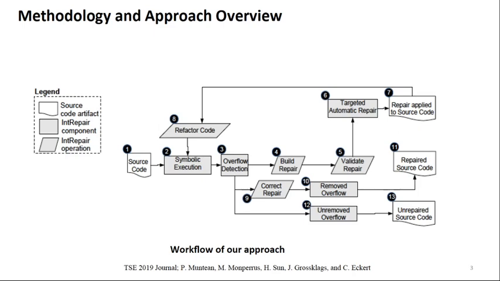In a nutshell, our methodology is as follows. The source code is fed into our symbolic execution component. Overflow is detected. Then a repair is built. The repair is then validated. Then we perform targeted automated repair. Another step: we generate the code and insert the repair in the original code. Then we recheck whether the repair was successful. In that case, we have a correct repair, the bug was removed, and we have an artifact which has no bug. Otherwise, the bug was not removed and the source code still contains the bug.